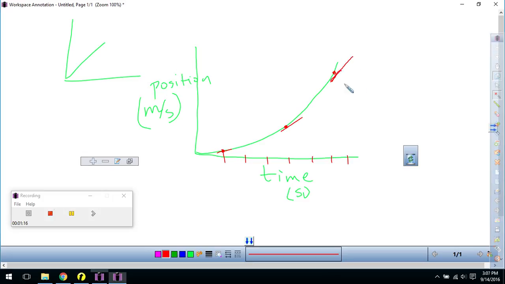So you can see that it's getting steeper and steeper. This line was not as steep as this line, which is not as steep as this one. So obviously something's happening so that the instantaneous velocity is getting greater and greater. So the object has to be speeding up, because that's the only way the slope is going to get larger and larger.